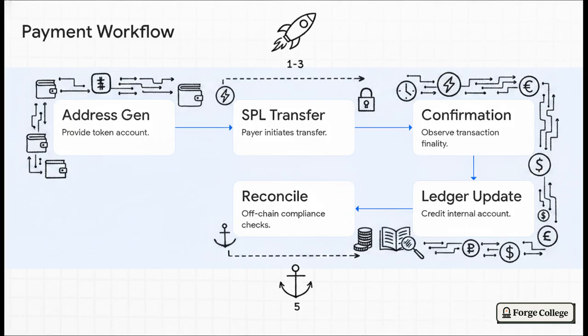Notice how we are very deliberately separating the incredibly fast on-chain settlement steps 1 through 3 from the off-chain reconciliation and compliance checks in step 5. You have to securely bridge the digital speed of the rail with the physical reality of the promise.